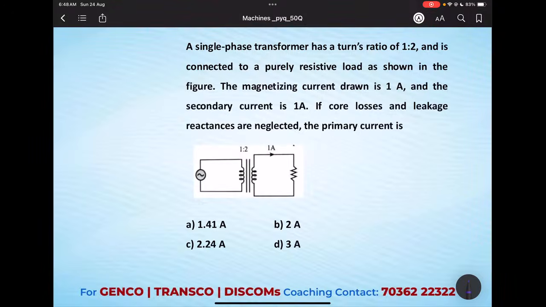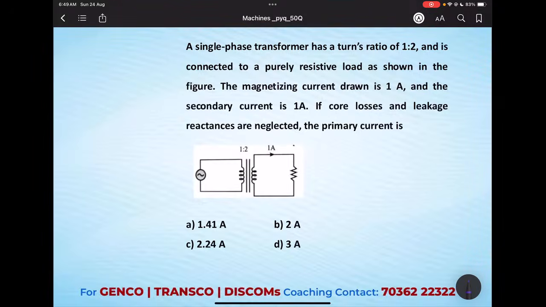Let's look into the next question. A single phase transformer has a turns ratio 1:2, and is connected to a purely resistive load as shown in the figure. The magnetizing current drawn is 1 ampere and the secondary current is 1 ampere. If core losses and leakage reactances are neglected, what is the primary current?